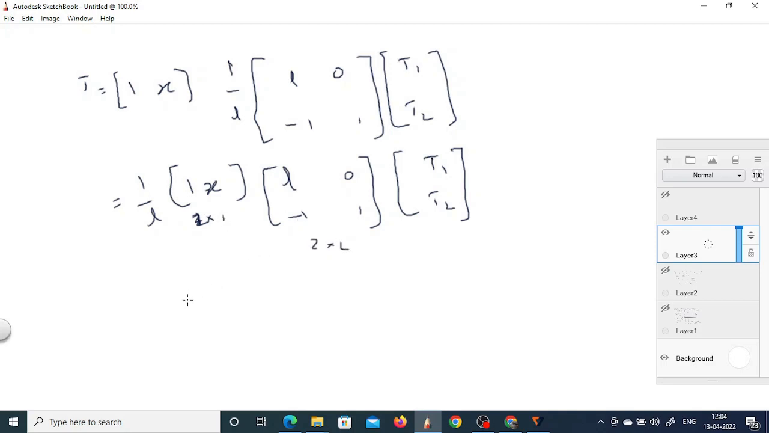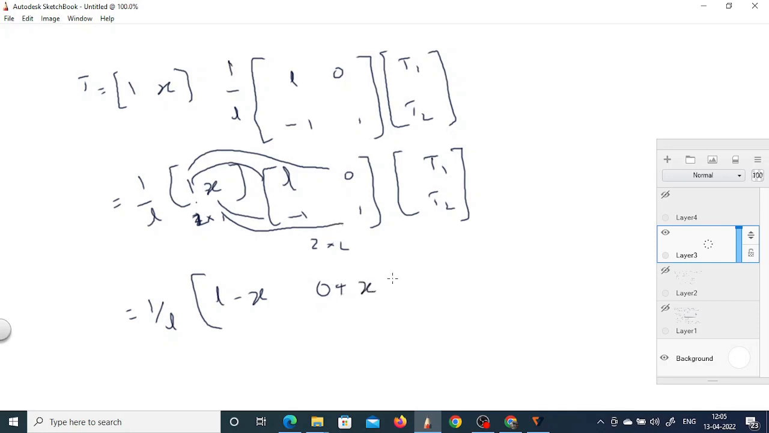Now how do I convert this? Yes. So 1 by L, 1 into L. Here I write L. After that x into minus 1, L minus x. And then again 1 into 0, I get 0. After that this x into 1. What happens here? 0 plus x into T1 T2. Likewise I can get the equations.